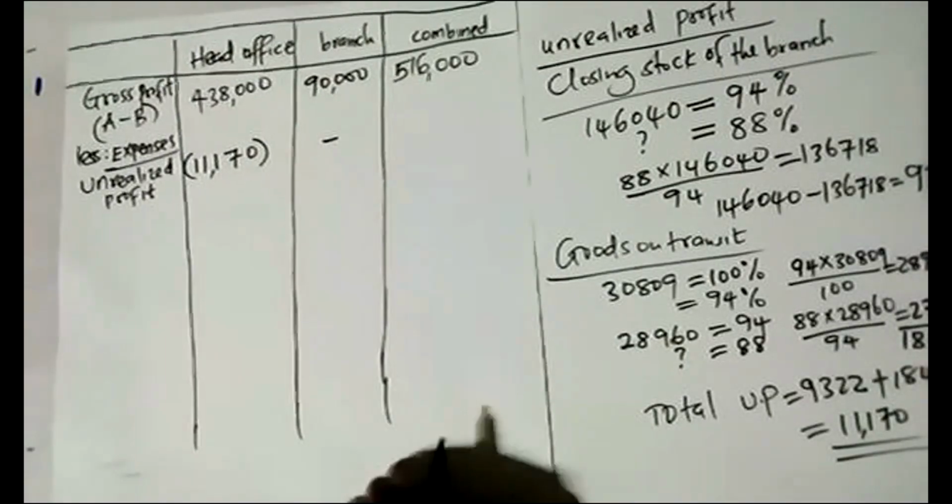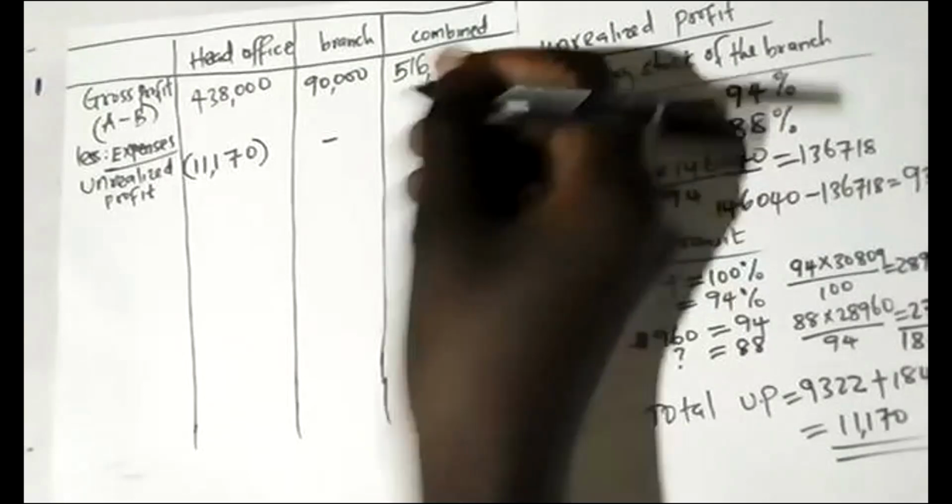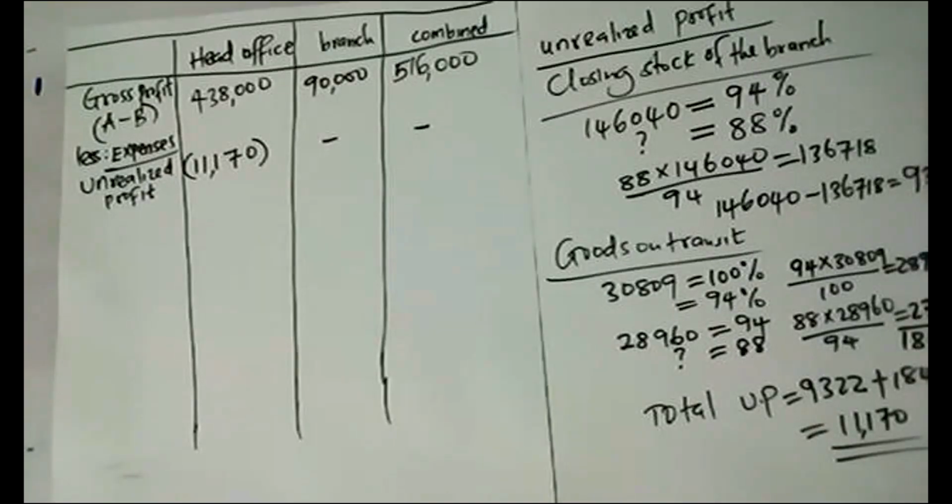Under the head office, because obviously it's the head office which sold these goods to the branch, but the branch never resold those goods. So the profit of the head office is overstated by what the branch never realized, because it never resold the goods it received from the head office.